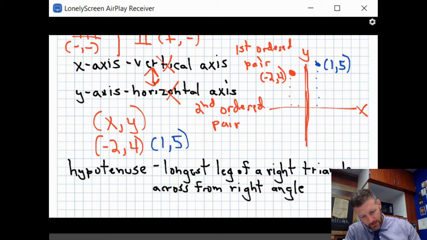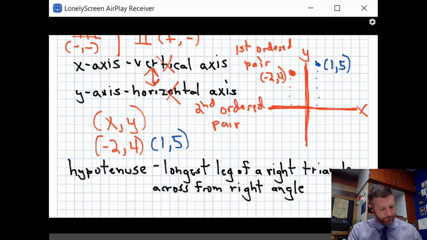Make sure you're right on the line. Actually use the lines in your graph paper. Don't just sketch quickly on top of it. Okay, so you've got your x and your y axes. It allows you to locate points in a two-dimensional plane.